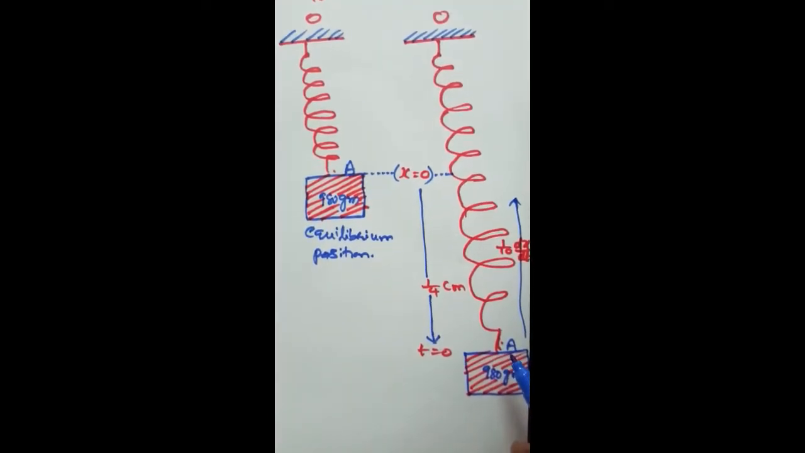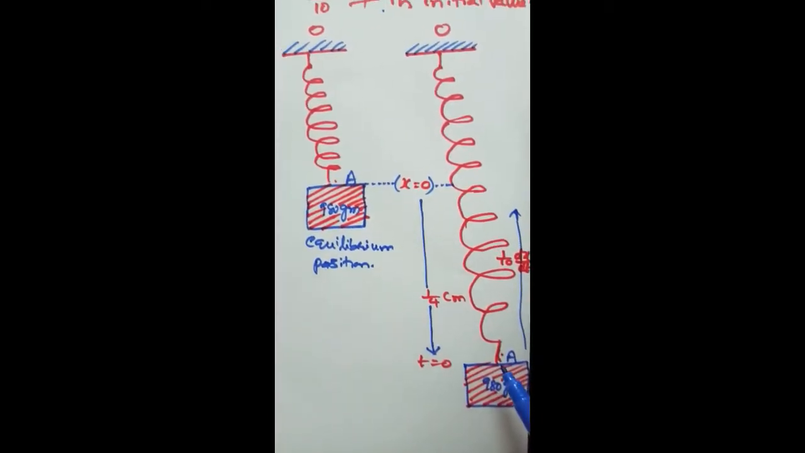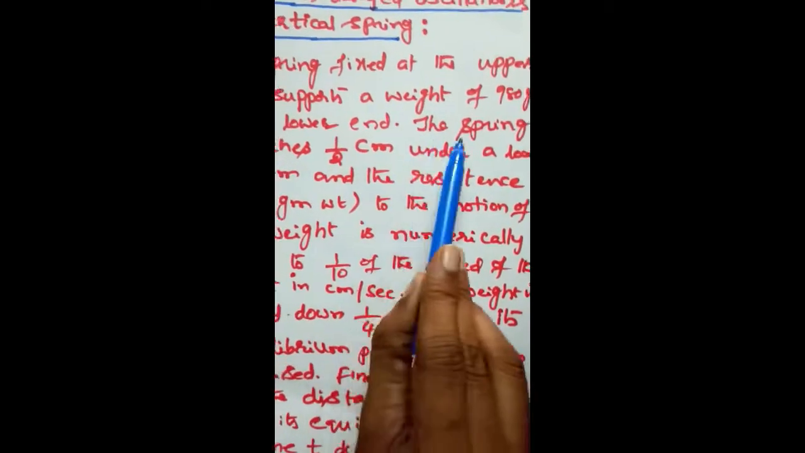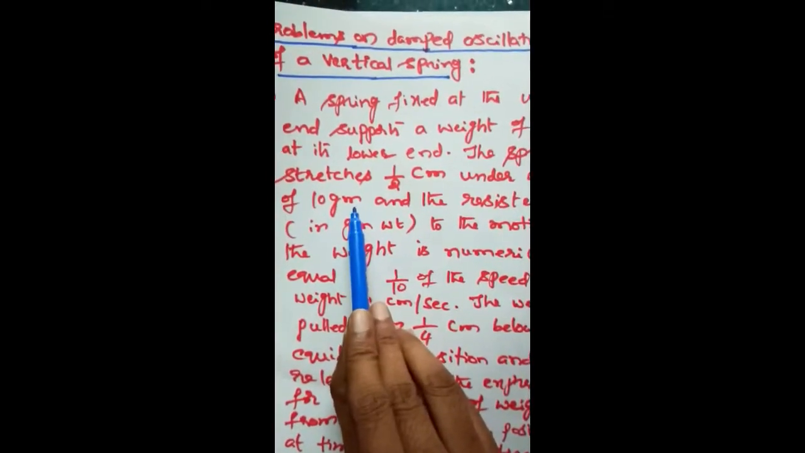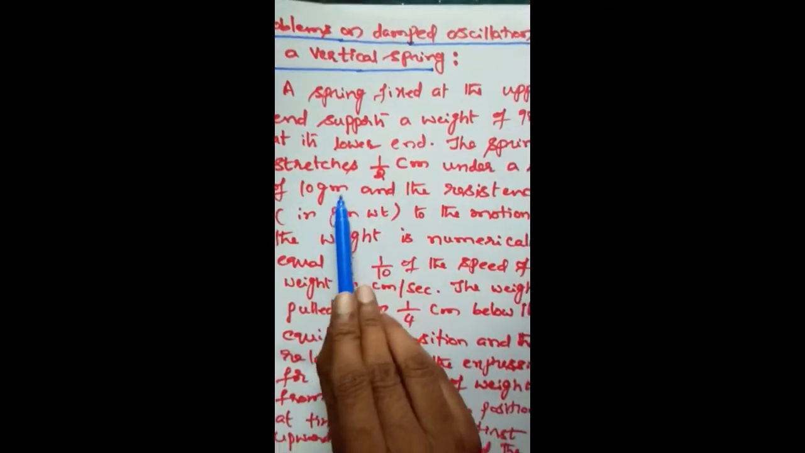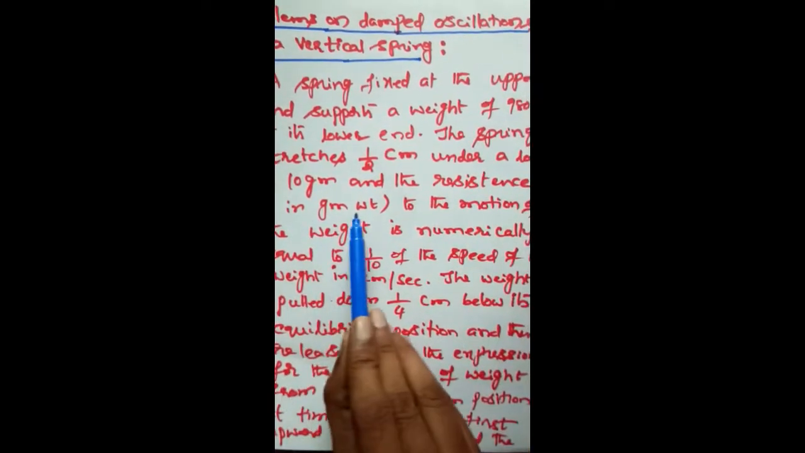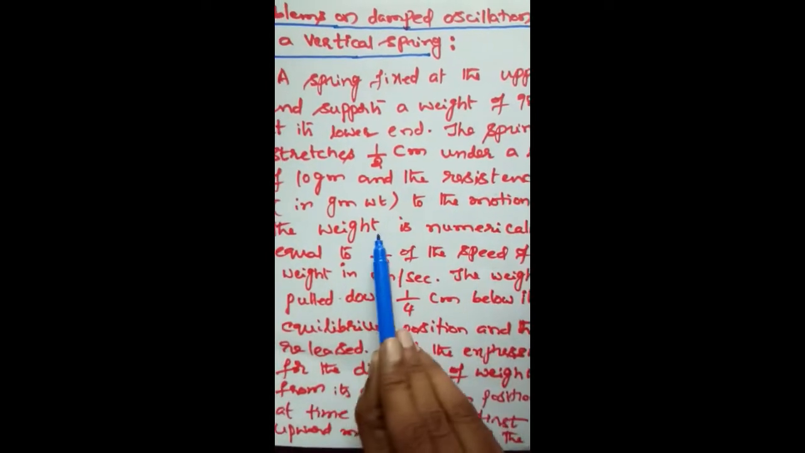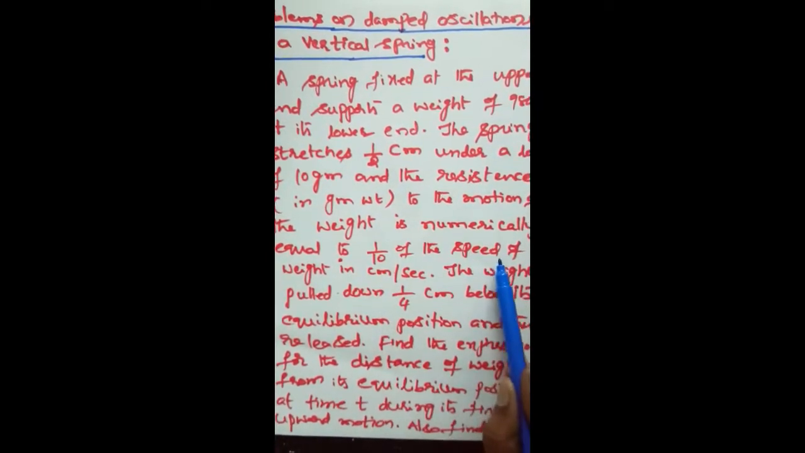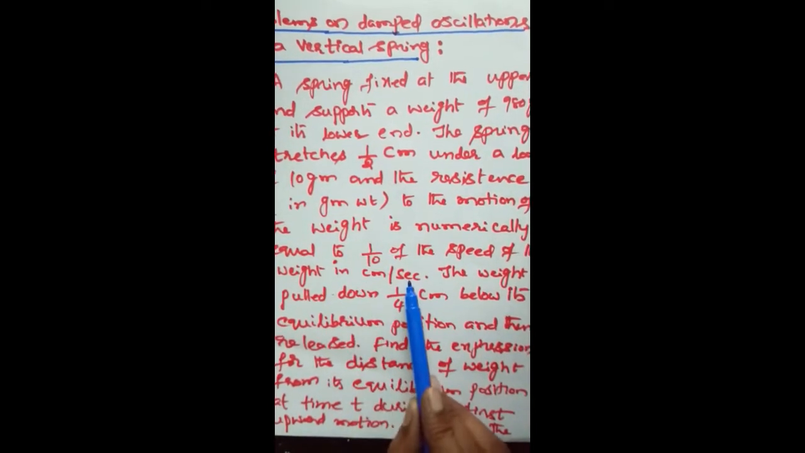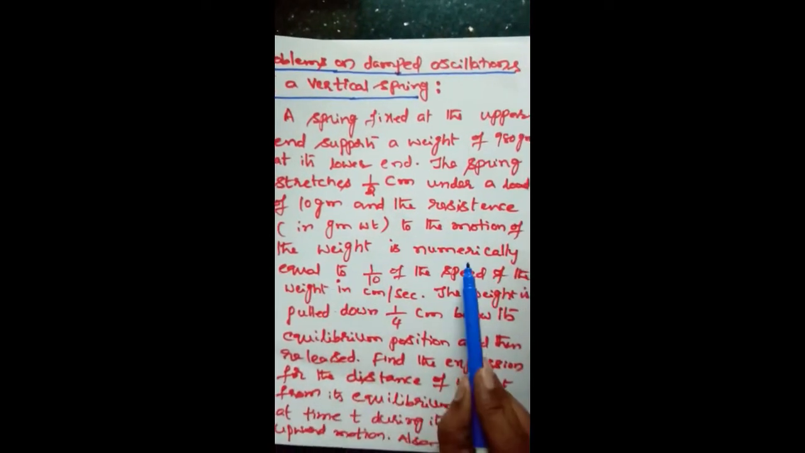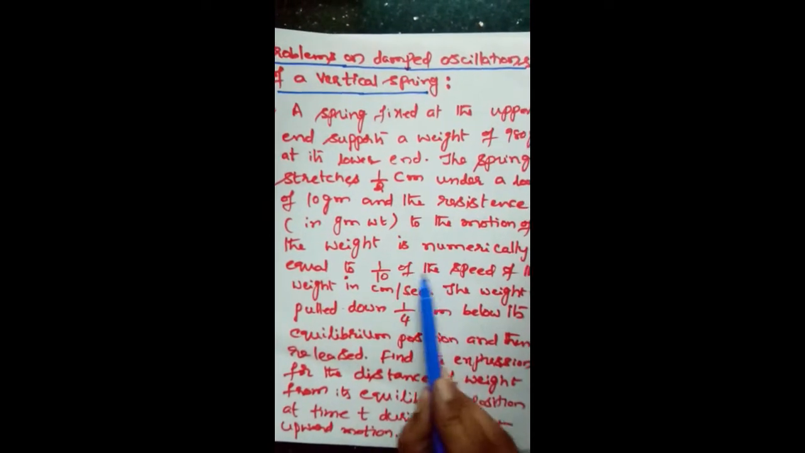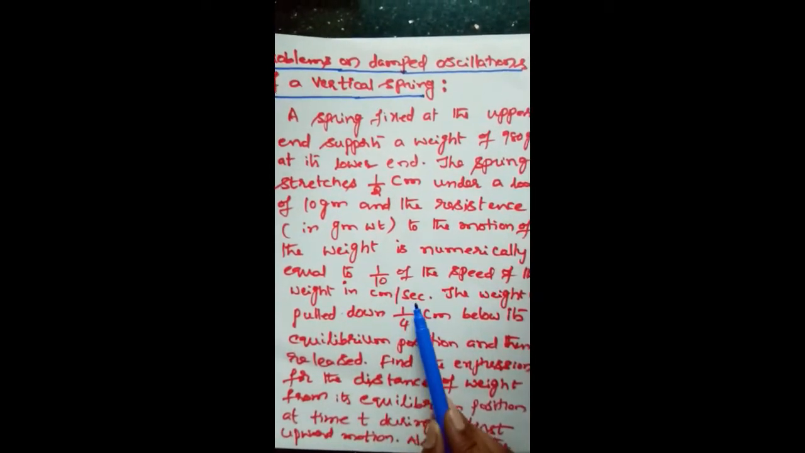Apart from this, in the given problem, one additional force is also given. The spring stretches 1 by 2 centimeter under a load of 10 grams. This is the data given to find the spring constant. And the resistance in gram weight to the motion of the weight is numerically equal to 1 by 10 of the speed of the weight in centimeter per second.